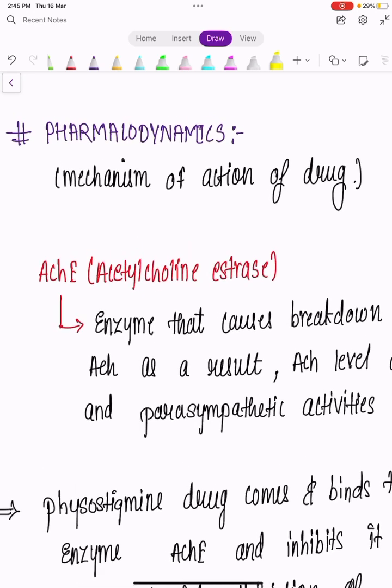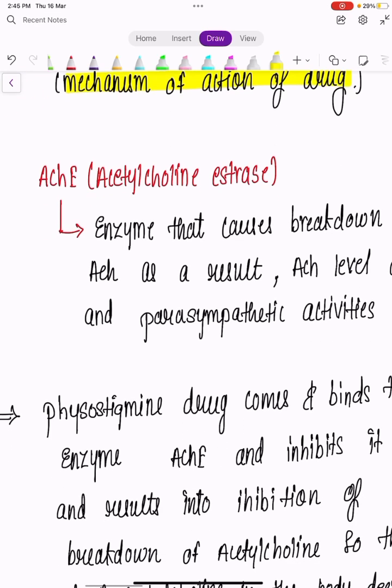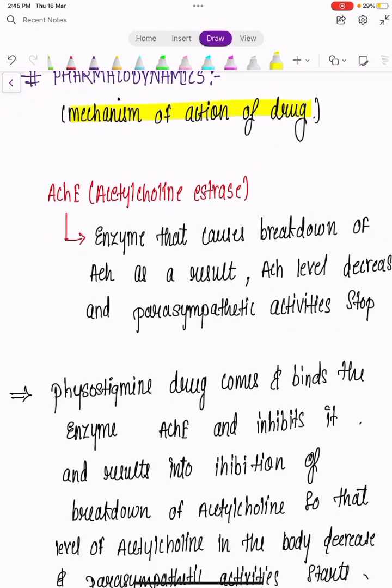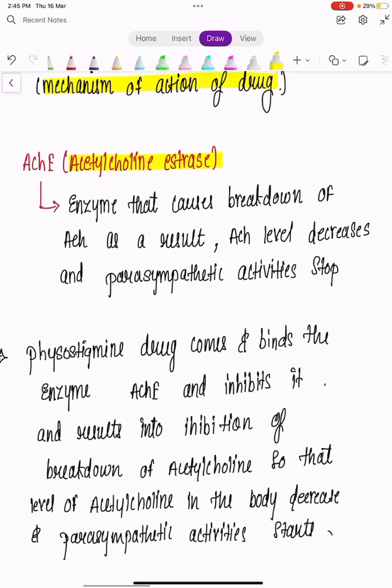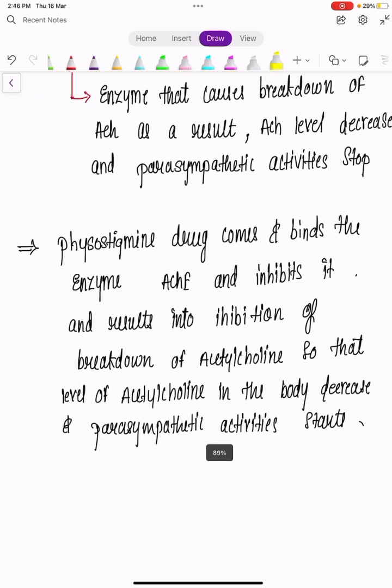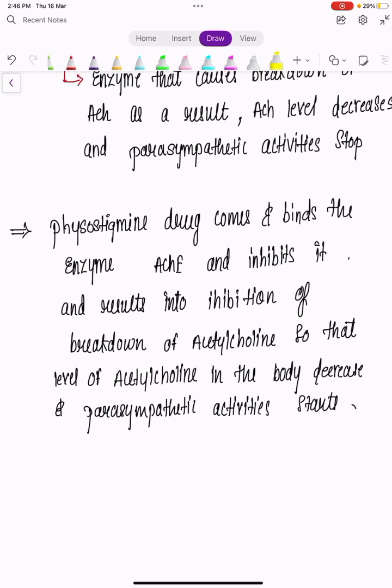It is the main part because it tells about the mechanism of action of the drug. There is an enzyme called acetylcholinesterase. This enzyme causes a breakdown of acetylcholine. As a result, the acetylcholine level decreases and the parasympathetic activity stops. The physostigmine drug comes and binds the enzyme acetylcholinesterase and inhibits it, resulting in inhibition of the breakdown of acetylcholine, so that the level of acetylcholine in the body increases and the parasympathetic activity starts.